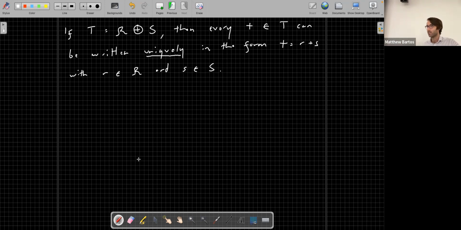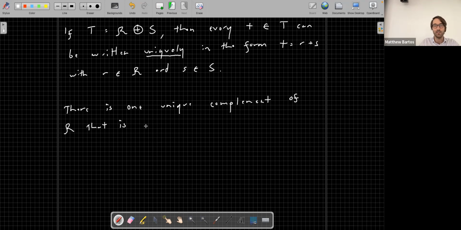Okay, so note that the complement of R is not necessarily unique, and the complement of S is not necessarily unique, but there is one unique complement for R that is useful for our purposes. So there's one unique complement of R that is, I'll say, especially useful. And that is called the orthogonal complement. So I'll move on to the next page here.